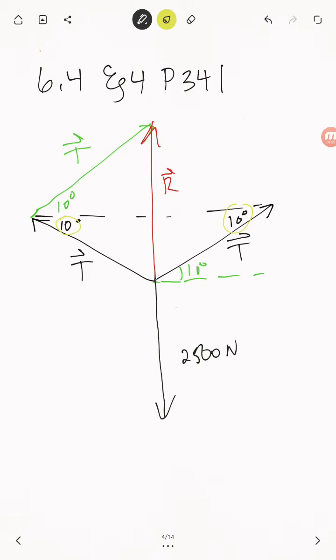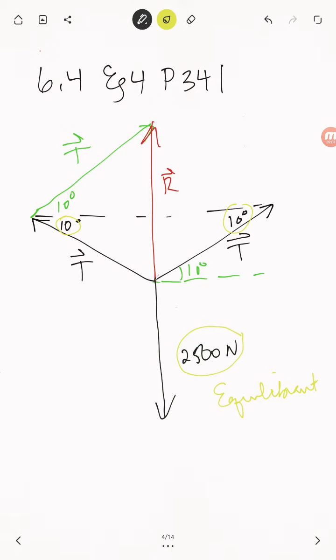Okay, now, in order to solve this problem, we need to do a few things. One, we need to recognize that this 2,500 Newton weight downwards is actually the equilibrant of the tension vectors. And the reason it's the equilibrant is because it is balancing out the addition of those two vectors to keep the stoplight stationary. So the stoplight is not going anywhere, hopefully. It's just staying suspended in the air.